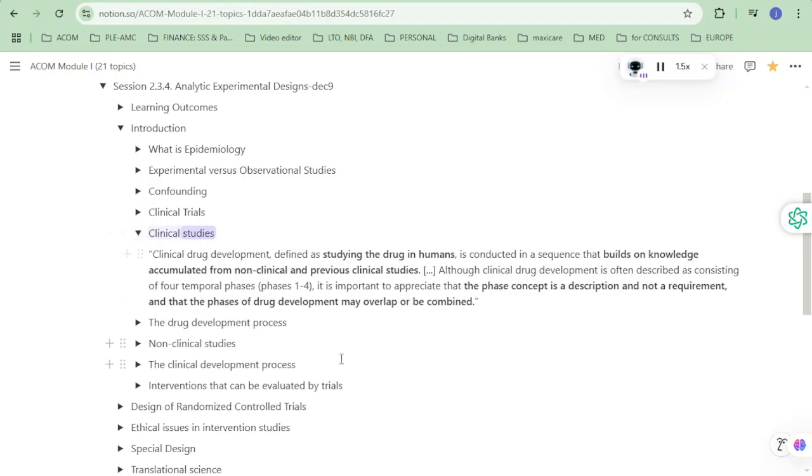Clinical studies. Clinical drug development, defined as studying the drug in humans, is conducted in a sequence that builds on knowledge accumulated from non-clinical and previous clinical studies. Although clinical drug development is often described as consisting of 4 temporal phases, phases 1 to 4, it is important to appreciate that the phase concept is a description and not a requirement, and that the phases of drug development may overlap or be combined.